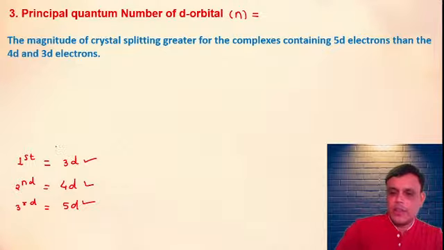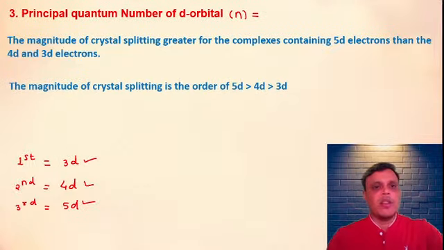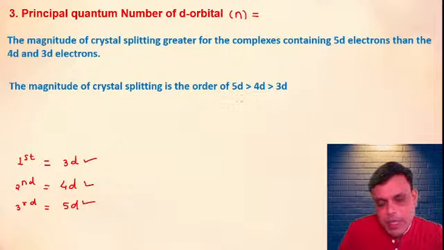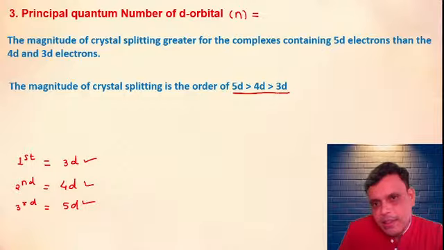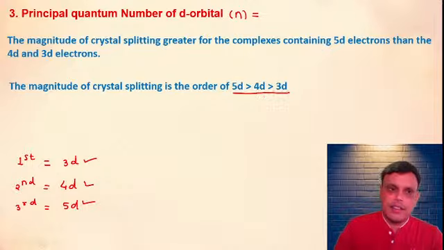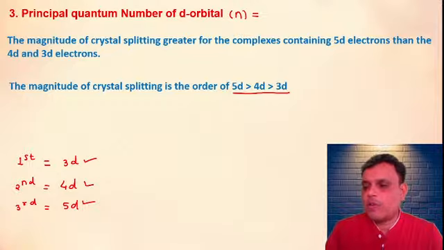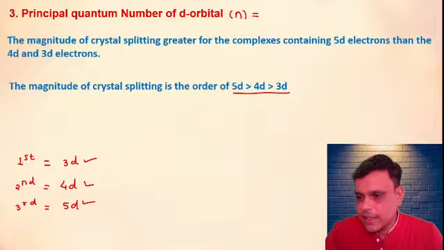The next point: the order of magnitude of crystal field splitting is 5d greater than 4d, and 4d greater than 3d. Please remember this order. The 10 Dq value of 5d is greater than that of 4d, and the 10 Dq value of 4d is greater than that of 3d.